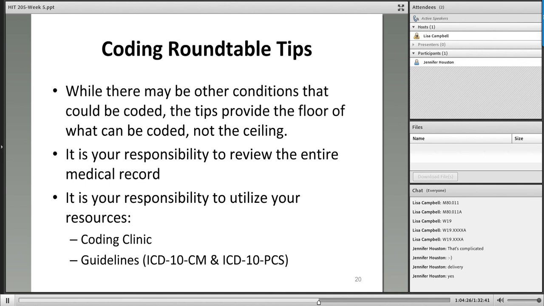Coding Clinic is the reference that is published by the American Hospital Association, and it has articles related to ICD-10-CM and ICD-10-PCS. So if you haven't had a chance, definitely go and look up Coding Clinic articles inside of 3M. Okay, let's see what else. And then, of course, the guidelines. Guidelines.